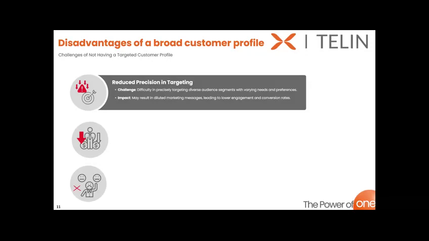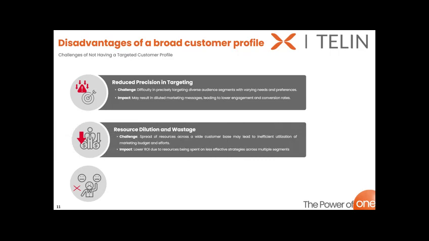The impact of this is that the reduced precision in targeting may lead to diluted marketing messages, such as generalized communications that may not resonate with specific audience segments. And this will result in lower engagement and conversion rates. As a consequence, the broad and generalized approach might fail to captivate the attention or interest of individual subgroups, resulting in reduced response rates in marketing initiatives.